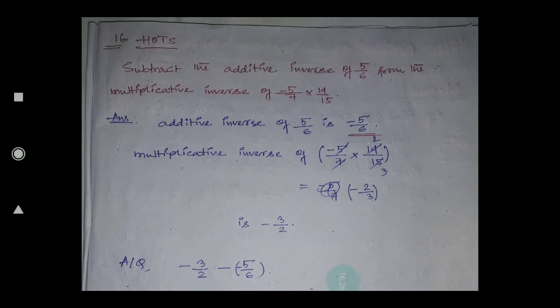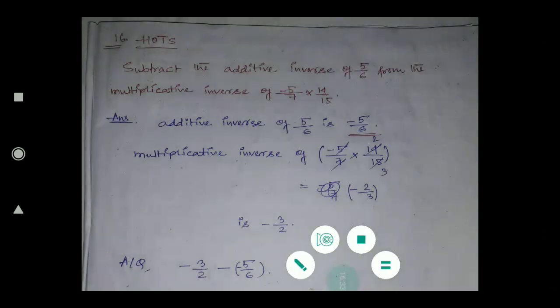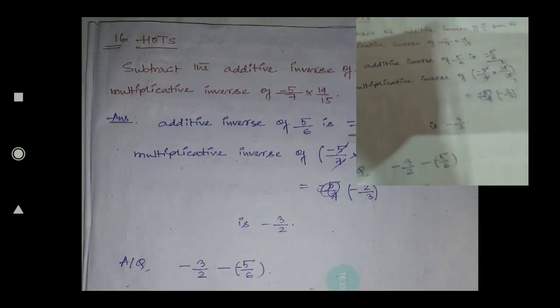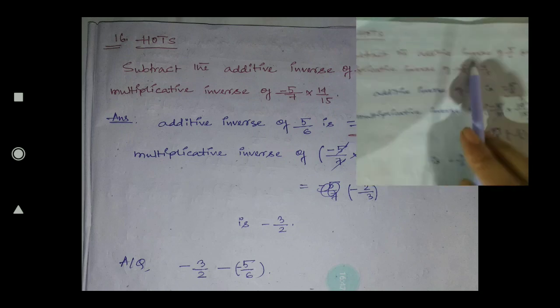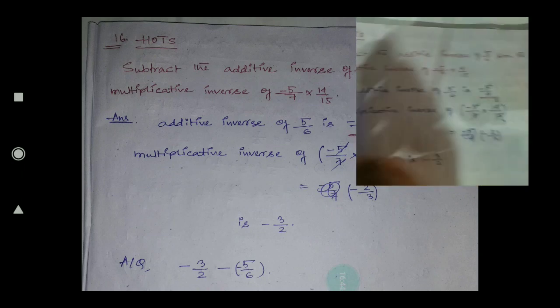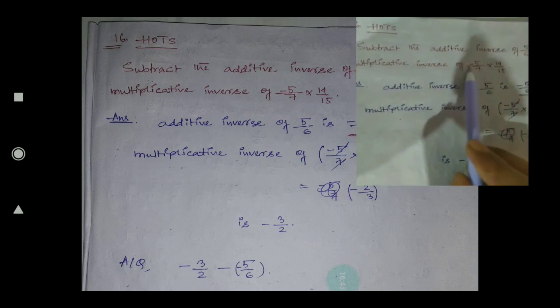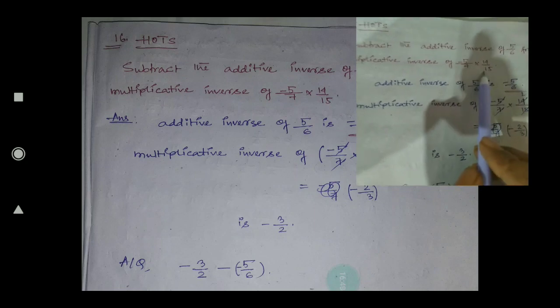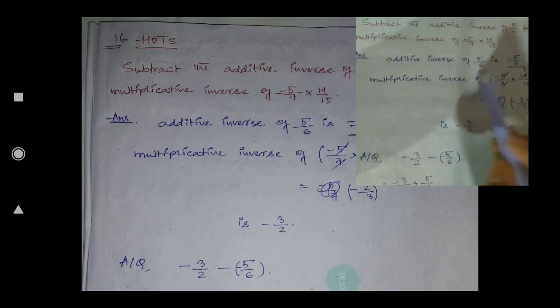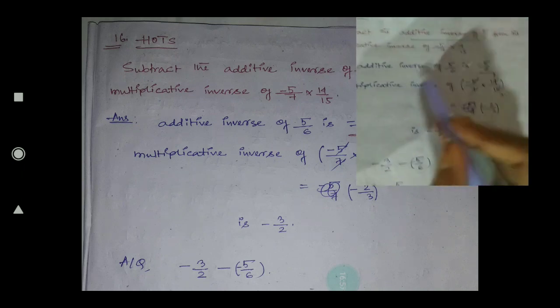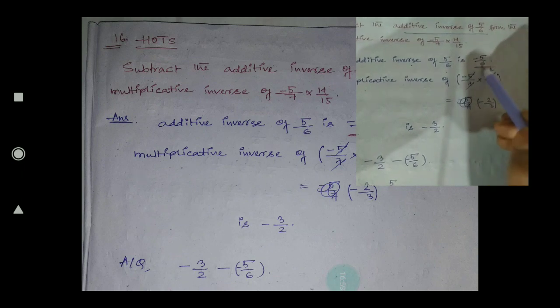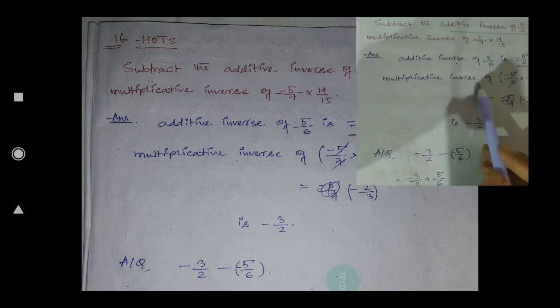Now your next question is question 16, subtract the additive inverse of. This one is very important. The question given is: subtract the additive inverse of 5 by 6 from the multiplicative inverse of minus 5 by 7 into 14 by 15. Additive inverse of 5 by 6 is what? Subtract the additive inverse. So first I will find the additive inverse of 5 by 6. Additive inverse of 5 by 6 is minus 5 by 6.